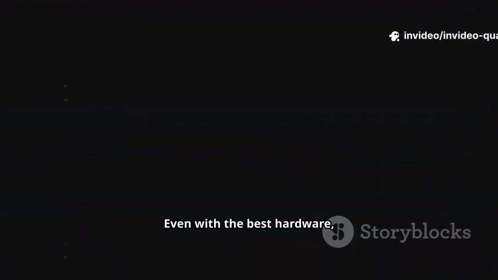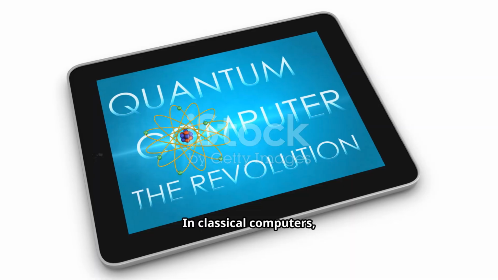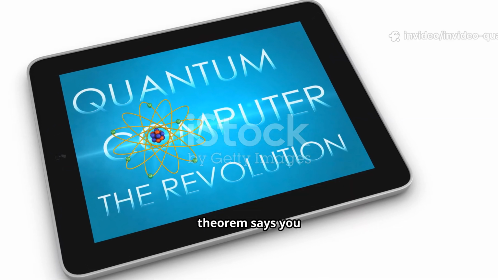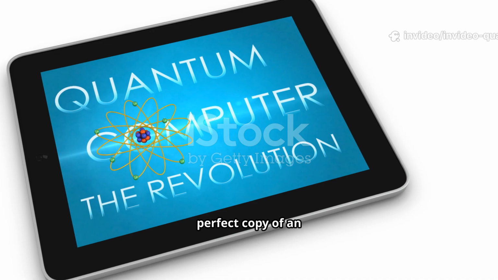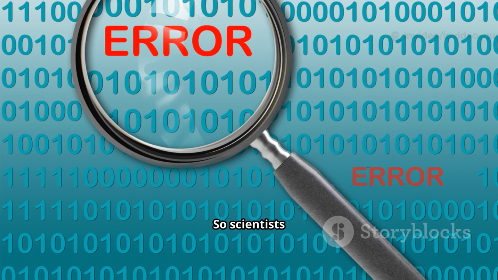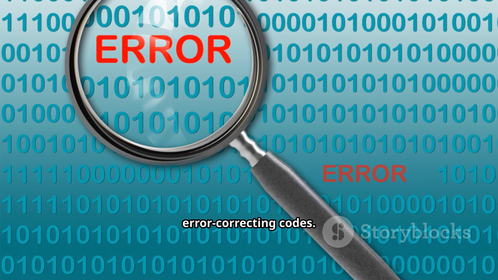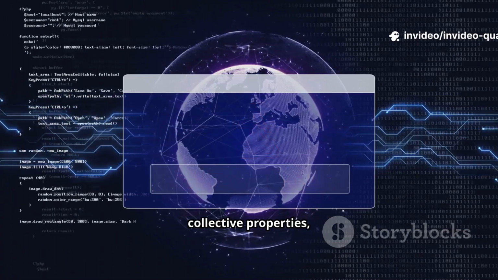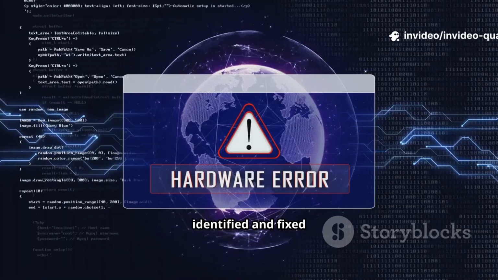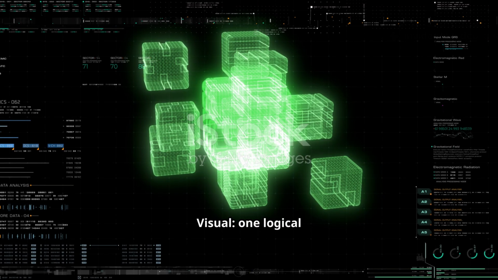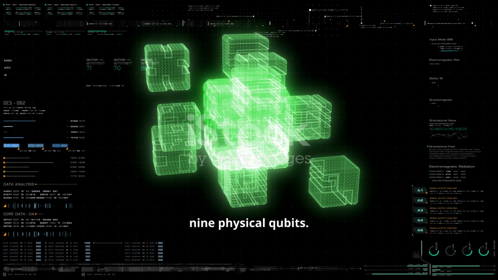Even with the best hardware, errors are inevitable. That's why quantum error correction is one of the most important fields of research. In classical computers, you can just make copies of a bit. But the no-cloning theorem says you cannot create a perfect copy of an unknown quantum state. So scientists spread one logical qubit across many physical qubits using error-correcting codes. By measuring collective properties, errors can be identified and fixed without destroying the quantum information. Visual: one logical qubit protected by 9 physical qubits.